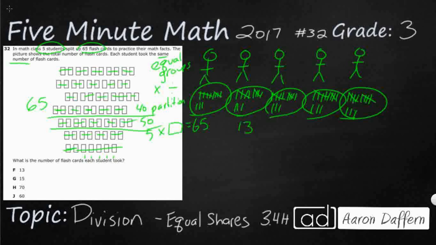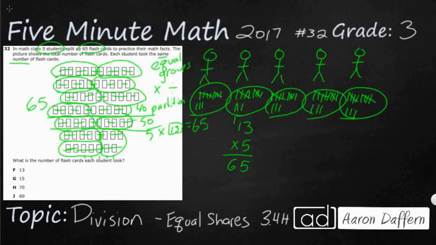So let's see, 5 times 13 makes 65. Well, we could double check that. We can say 13 times 5. We can use the commutative property to flip it around. We can say 5 times 3 is 15. 5 times 1 is 5. Add that 1 back in, that is going to be 6. 65. Or another option we could do is just circle groups of 5. If we circled groups of 5, we could see that we had 13 groups of 5, and that would also give us our answer of F.